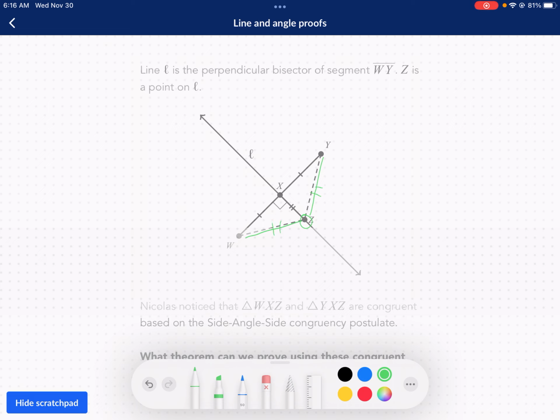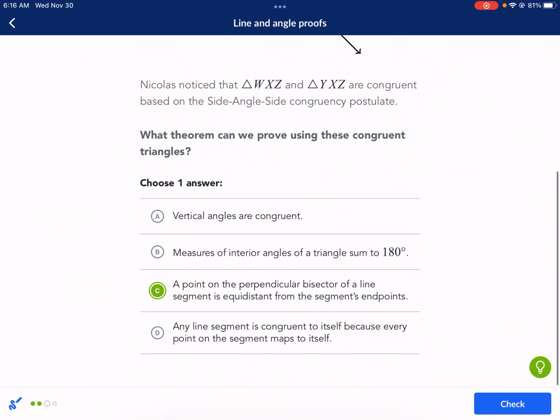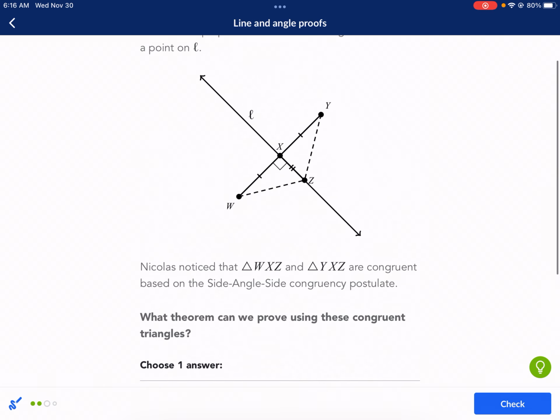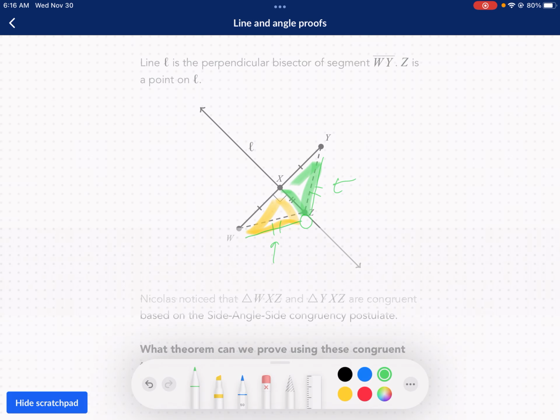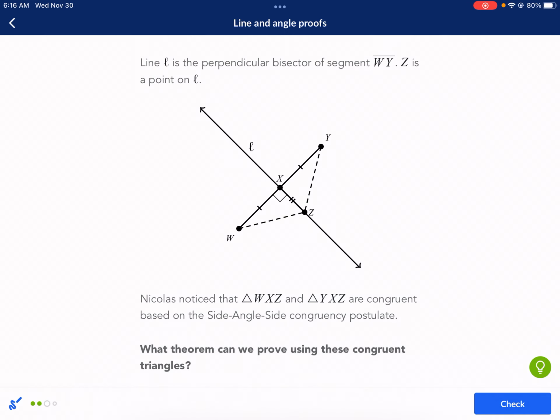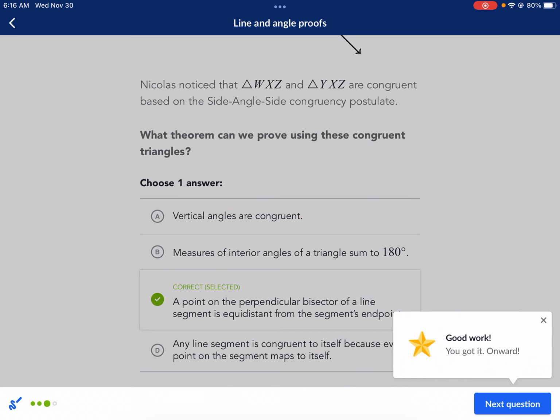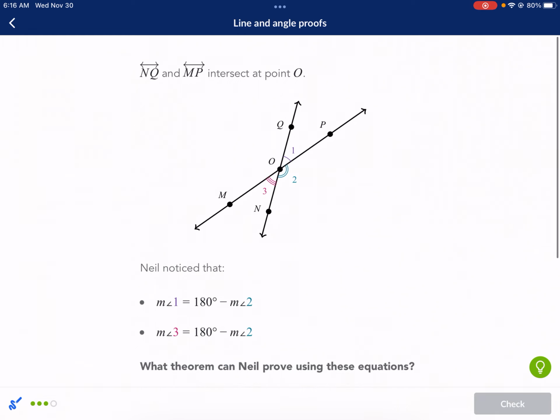Okay, so if these two triangles that we highlighted in the beginning are equal, then that means that these distances, WZ and YZ, are equal. So this statement, a point on the perpendicular bisector of a line segment is equidistant from the segment's endpoints. There's the endpoints right there, W and Y, and this perfectly describes what we're talking about. And because we know those triangles are congruent, we know that distance is equal also. We got some tough problems so far. These are challenging. All right, so we got NQ and MP intersect at O. This is our last one.